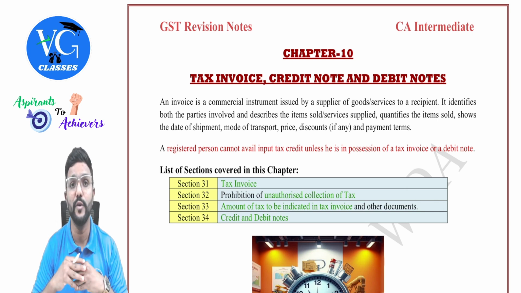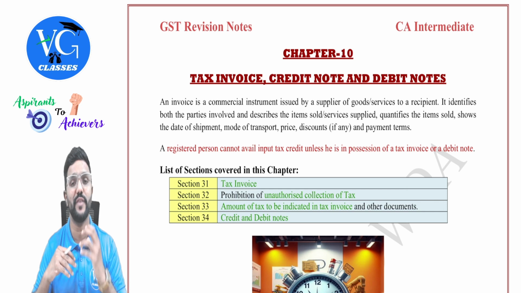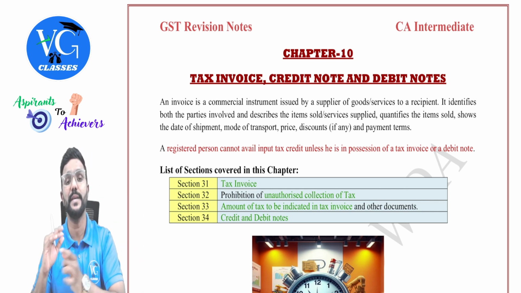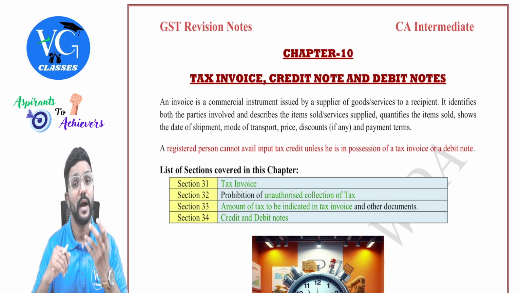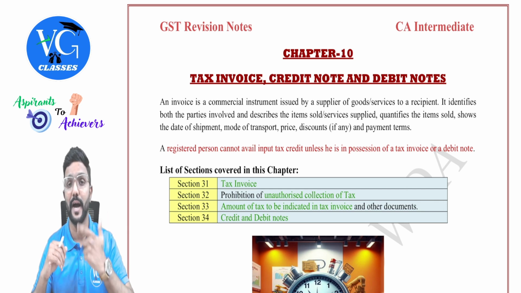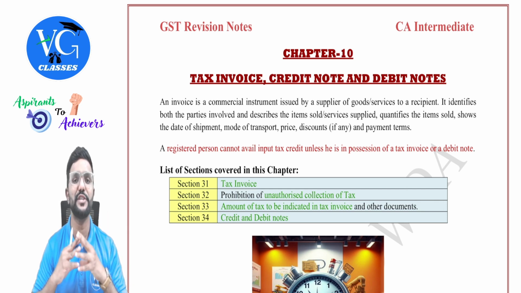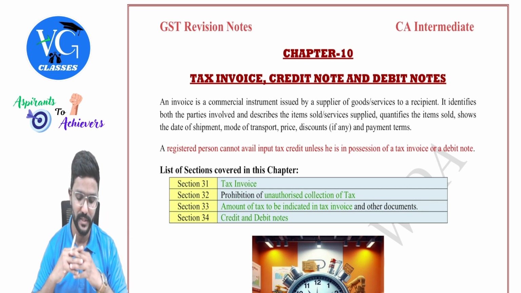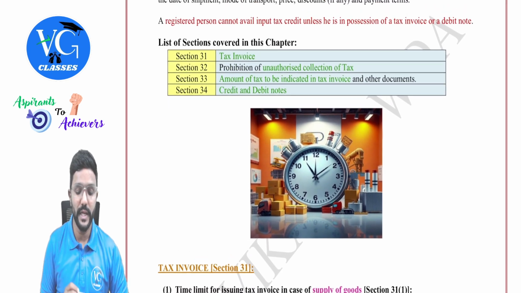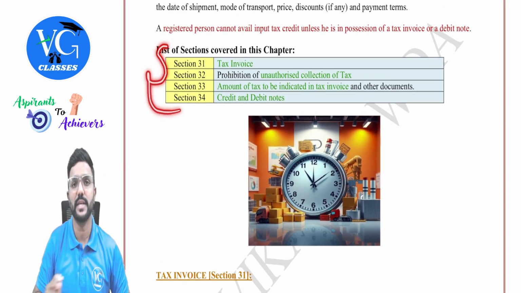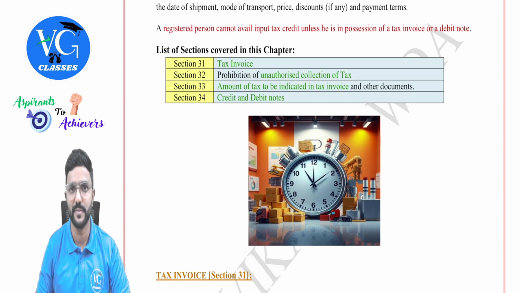And also the amount of discount or percentage of discount, if anything is offered by the supplier to the recipient at the time of supply, and even the rate of GST along with the amount of GST, all this information would be provided in the invoice. Okay. And totally, we would be learning 4 sections in this chapter. All 4 sections are a part of your syllabus, guys.